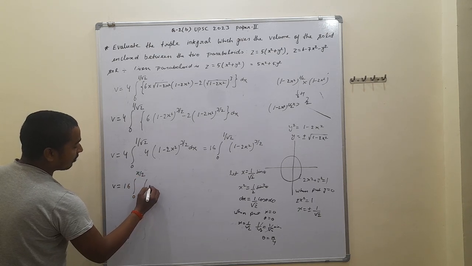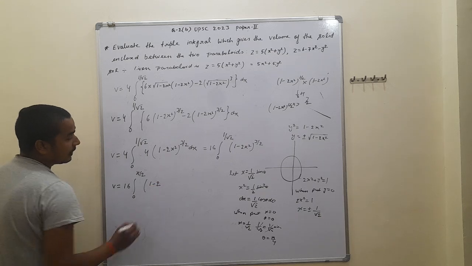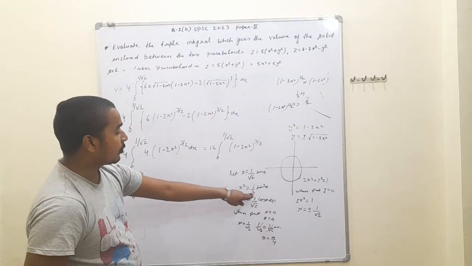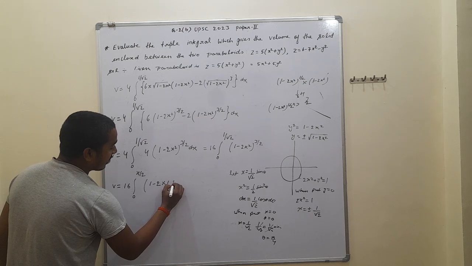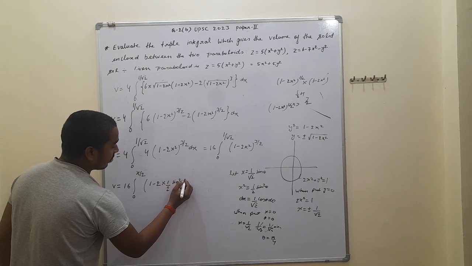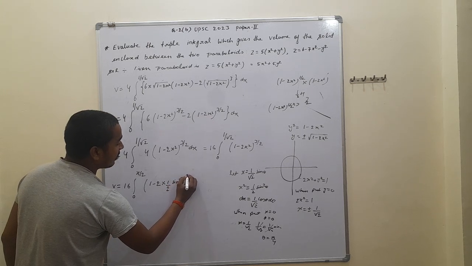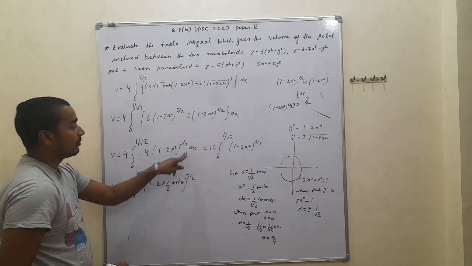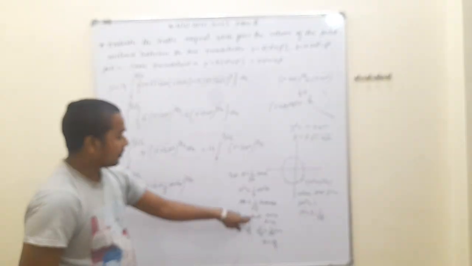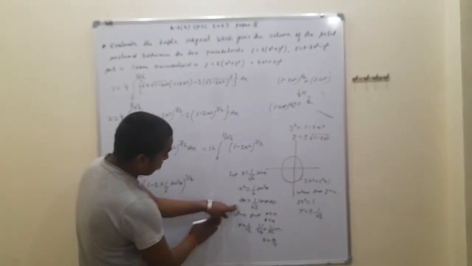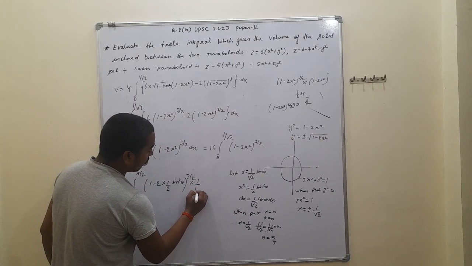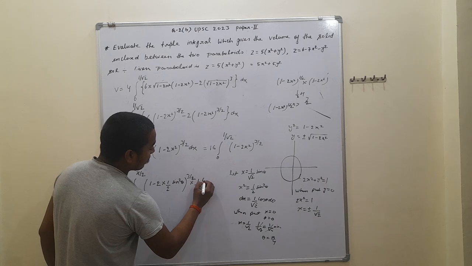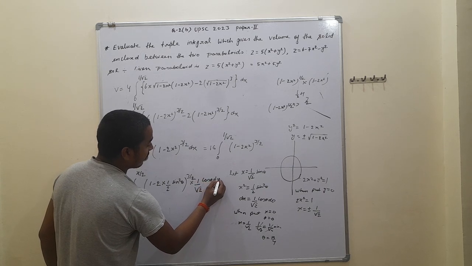Here we have 1 minus x square, and in place of x square we put 1 by 2 sin square theta, the whole power 3 by 2, and in place of dx we put 1 upon root 2 cos theta d theta.